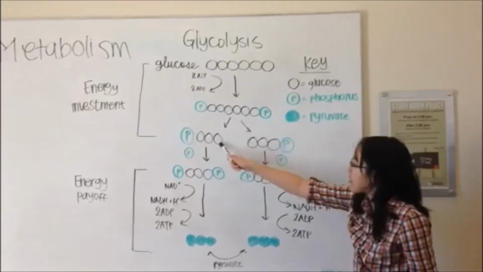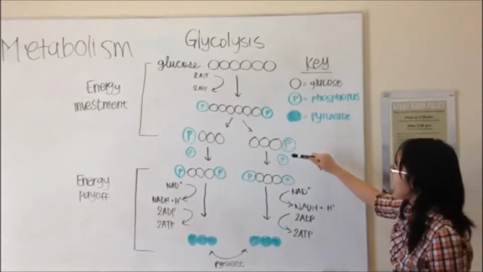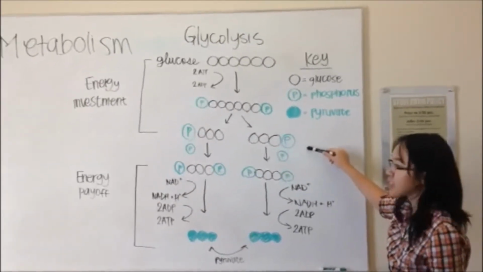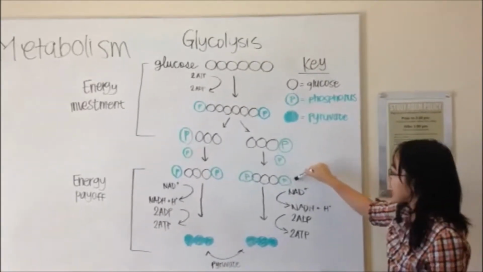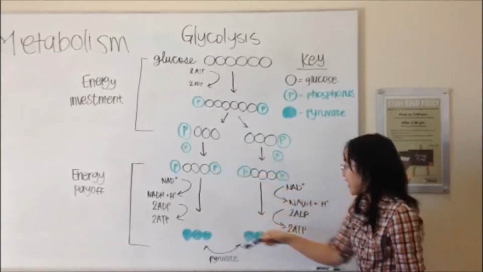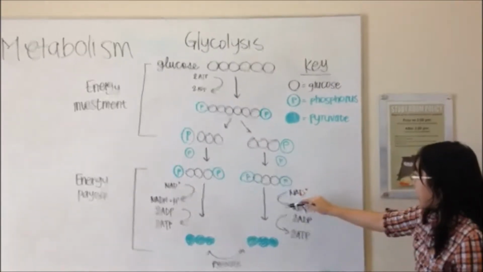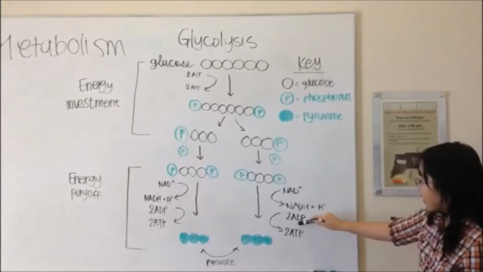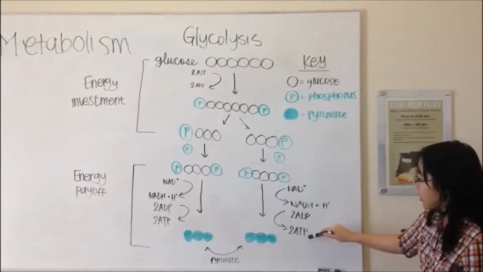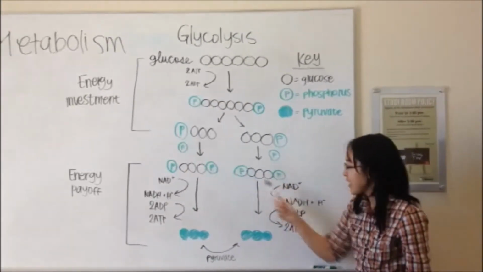Okay, so you have a three carbon glucose molecule with a phosphate group attached. One more phosphate group is attached to each end of each of these. NAD plus is converted to NADH plus H plus. 2 ADP is converted to 2 ATP for each of these molecules.